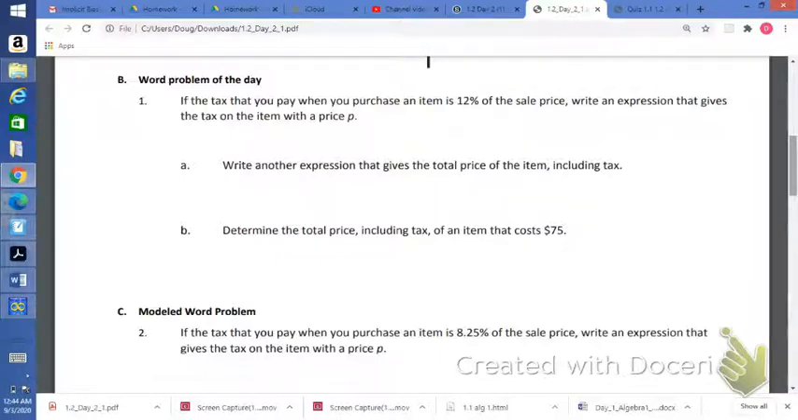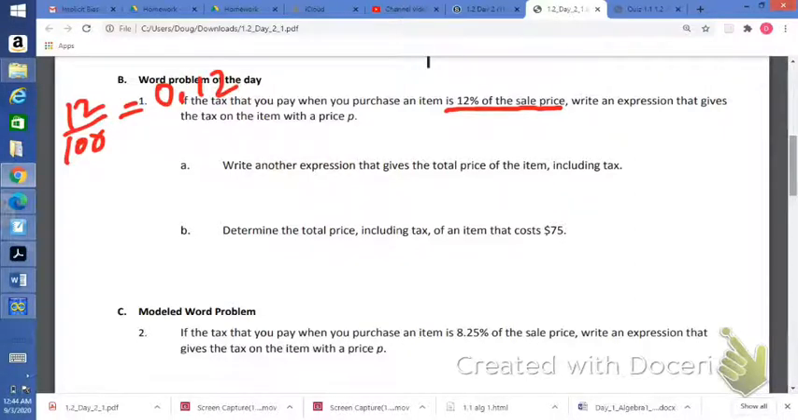Alright, so let's see, we have 12% of the sale price. So let's take that right there and mess with it a little bit. 12% is the same thing as 12 over 100. And if we take 12 and divide it by 100, because that's what a percent is, something over 100, we're going to get 0.12.